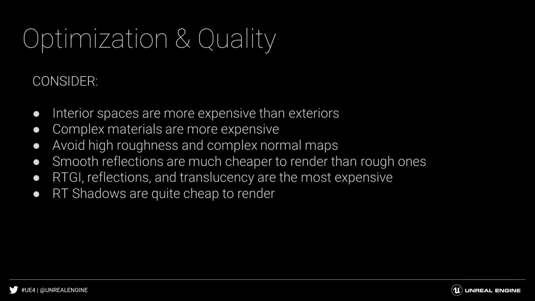Remember to avoid using overly complicated materials. They are going to be more expensive. Also remember to keep your roughness and normals under control, because normal maps and roughness increase the render time for real-time ray tracing. Smooth reflections are much cheaper to render, because the calculations are very easy to predict. In order of expense, just keep in mind that real-time GI, as well as reflections and translucency, are going to be your more expensive options.